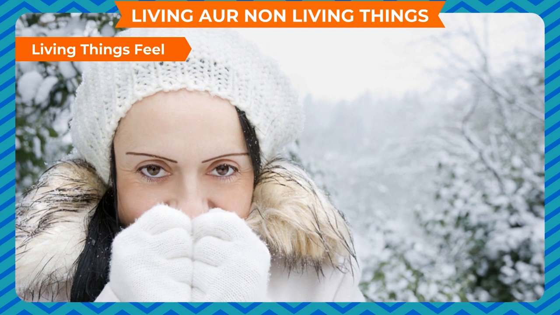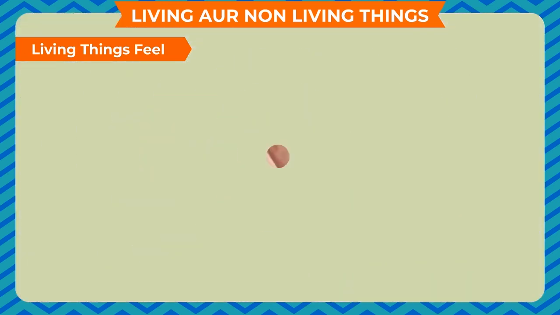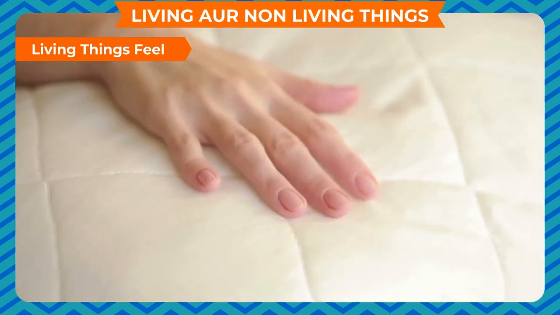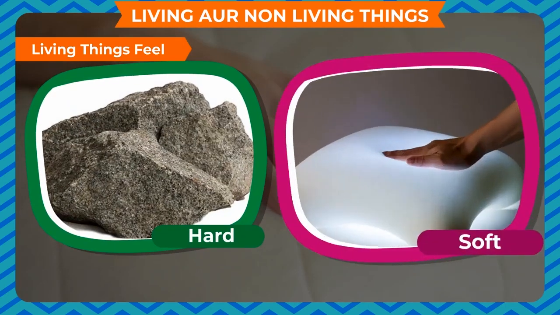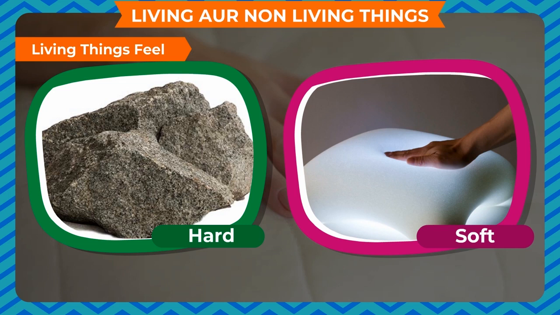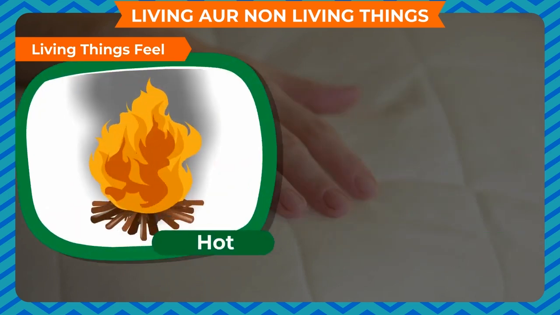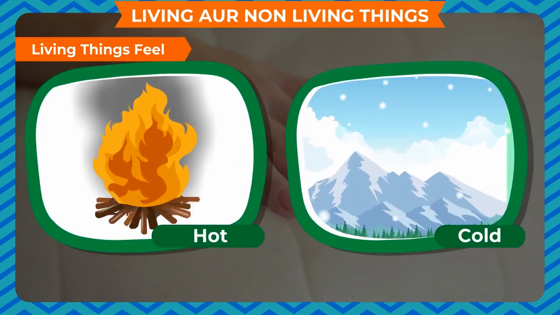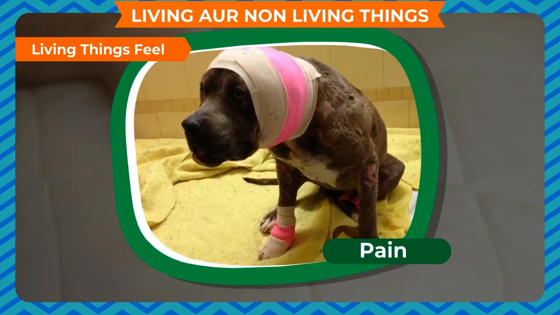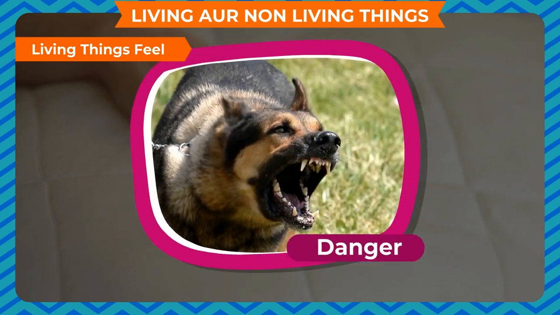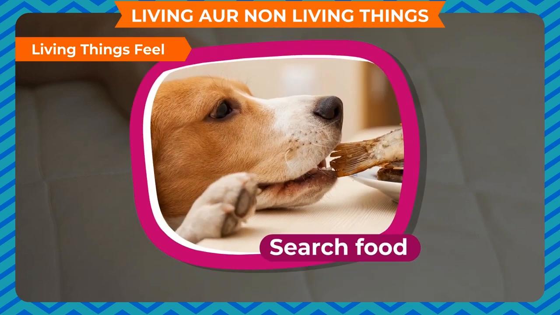Living things feel. When we touch anything, we can feel that the thing is rough or smooth, hard or soft. We can also feel whether the thing is hot or cold. Like us, animals can also feel cold, heat, and pain. They can also feel danger. They search for their food with the help of their sense organs.